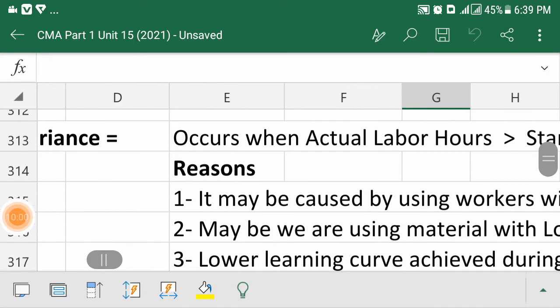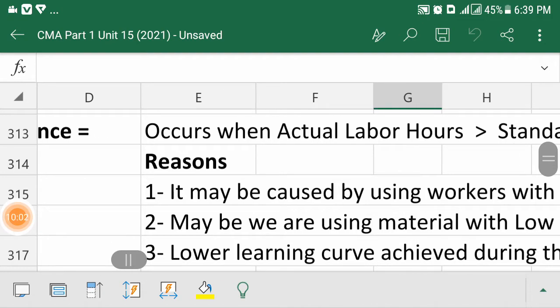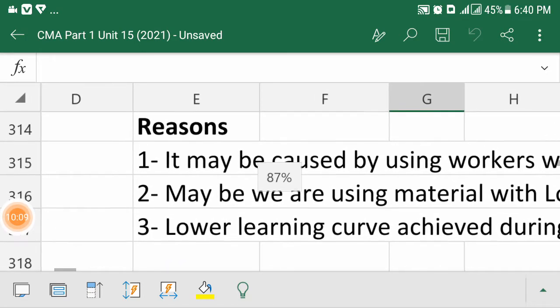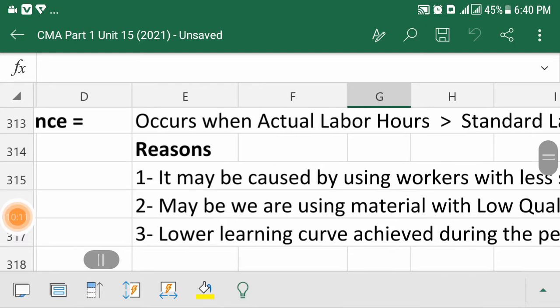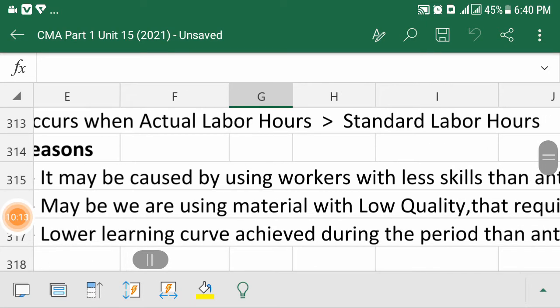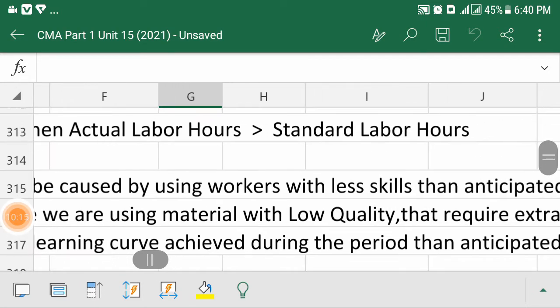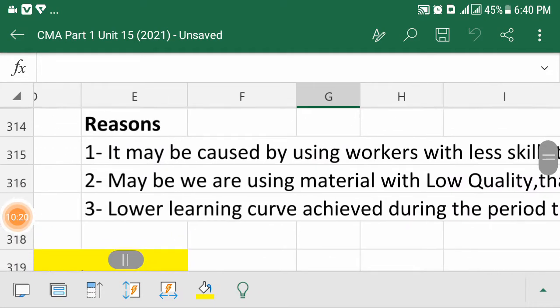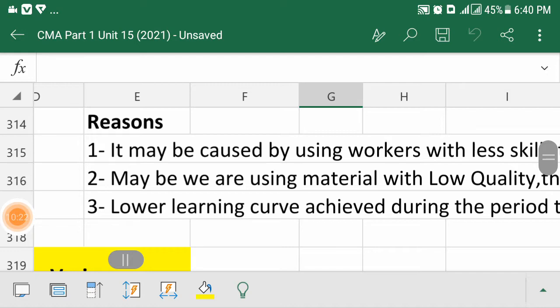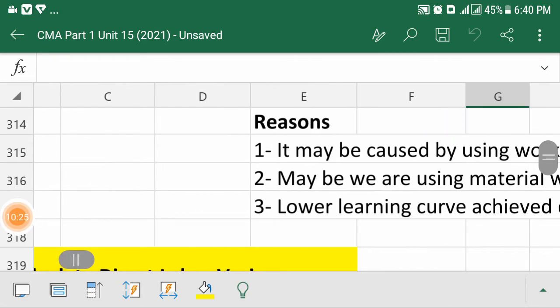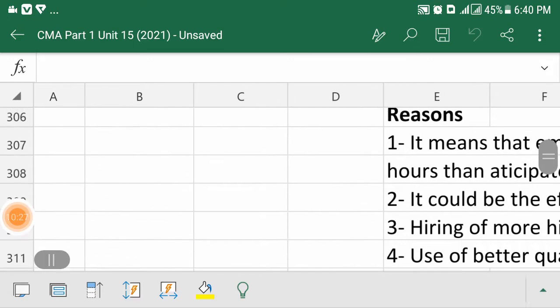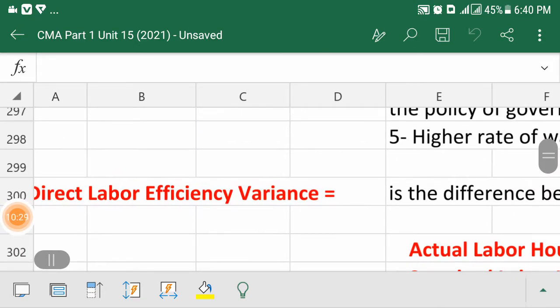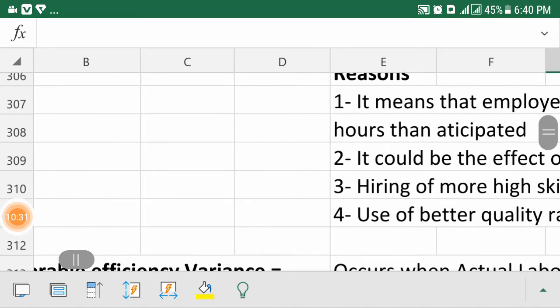So when could the direct labor efficiency variance be unfavorable? Here are some reasons. When the actual labor hours are more than the standard, more than expected. It may be because of using workers with less skill than anticipated, and they are taking more time. If they are unskilled, uneducated, untrained employees, then definitely they will take a little bit more time. And if they are taking more time, that means your direct labor efficiency variance would be unfavorable.